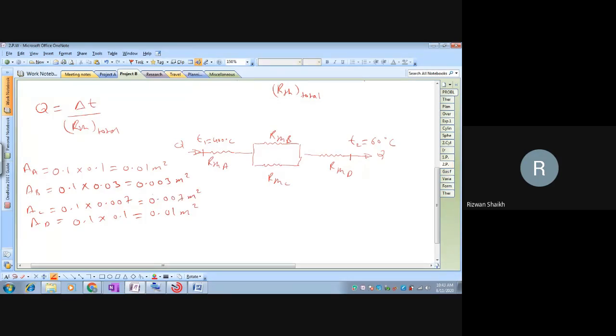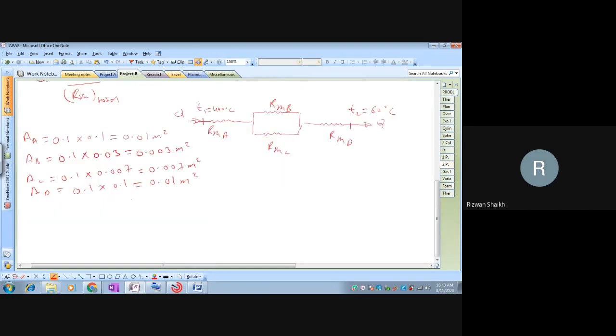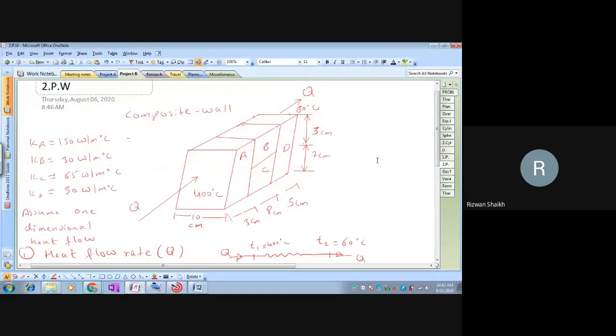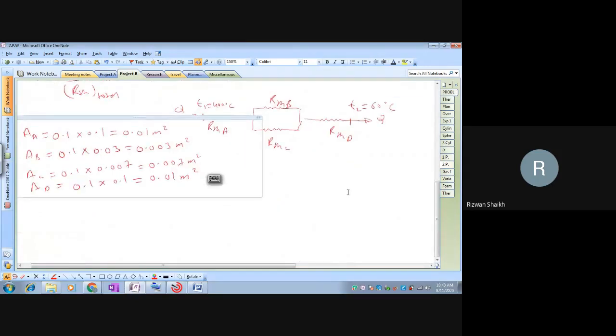Why I'm writing area, calculating area separately, so that I should not make mistakes in the calculation. Area will be based on length into breadth. A and D have the same length and the same breadth. Only the issue is with layer B and layer C. For layer B, the length is the same and the breadth is 7 and 3 centimeter. In this way we have calculated the area.